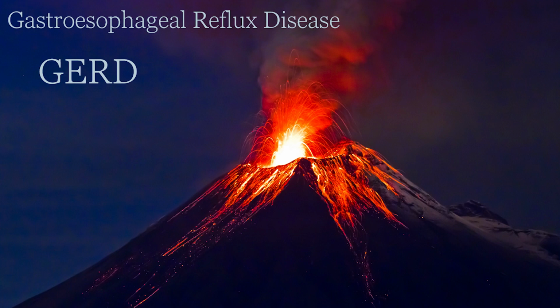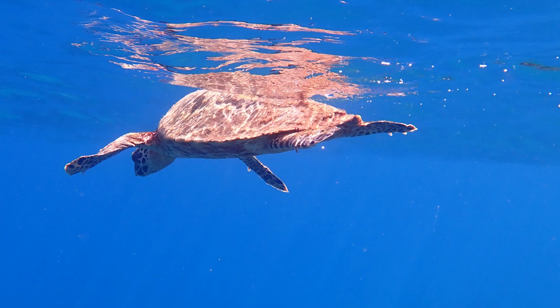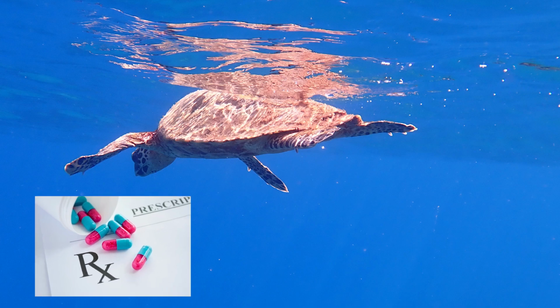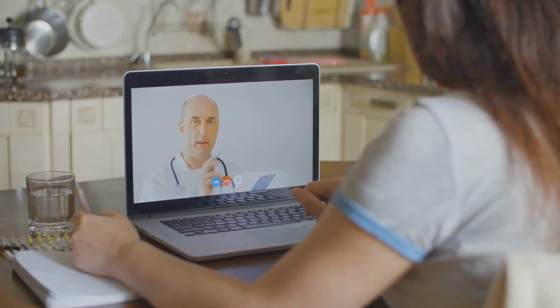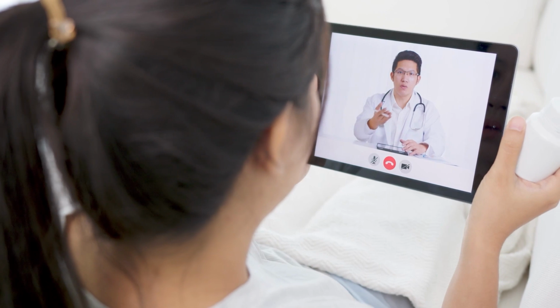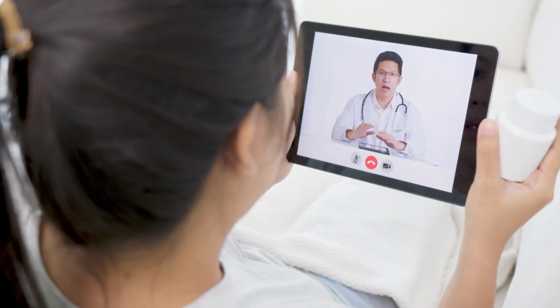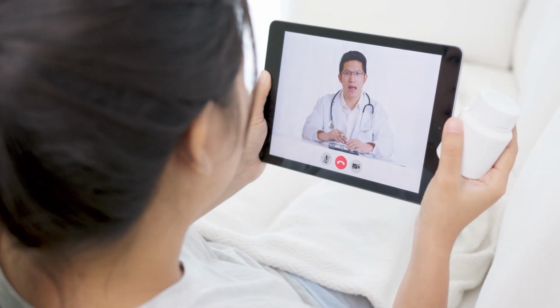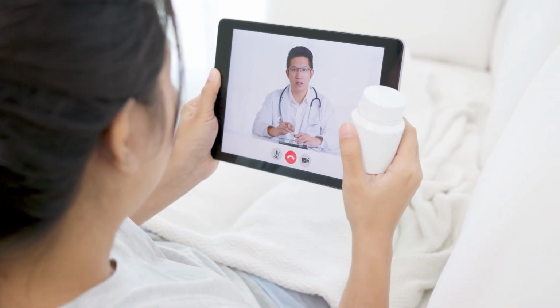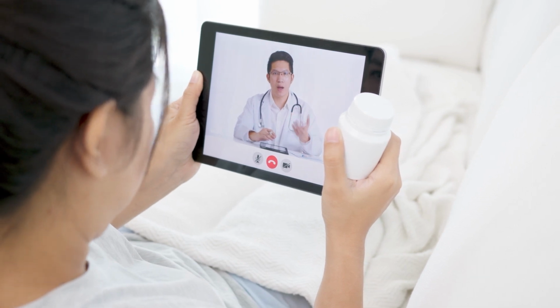Acid reflux is a common condition that can significantly impact quality of life if left untreated. By understanding the symptoms and treatment options, patients can take steps to manage their condition effectively. Telehealth offers a convenient and accessible way for patients to receive expert care and support, empowering them to take control of their health and improve their overall well-being. If you're experiencing symptoms of acid reflux, don't hesitate to reach out to a healthcare provider for guidance and support.